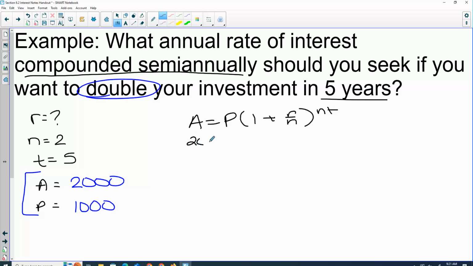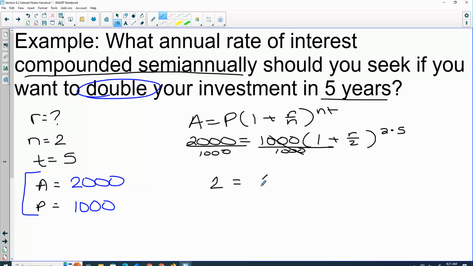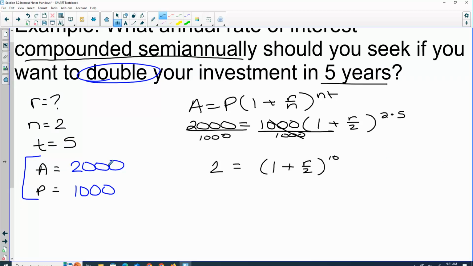So then if I plug in 2,000 equals 1,000 times 1 plus R over 2, to the 2 times 5 power. How would you move the 1,000? It's multiplied, so we have to divide it. And so that gives us a 2. 2 times 5 is 10. How do you get rid of a 10th power? 10th root. Again, we don't have to do plus and minus because my interest rate has to be a positive amount.